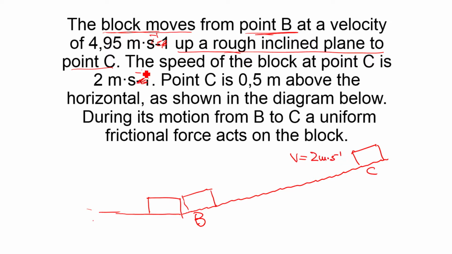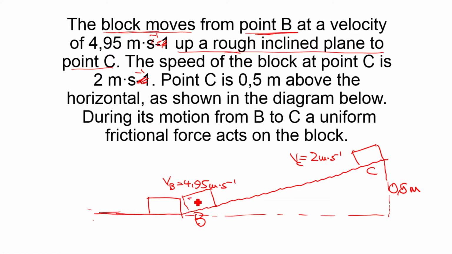And point C is 0.5 meters above the horizontal. Okay, and it was moving along the horizontal before. Its velocity as it gets onto the slope, at the very instant it gets on the slope, the velocity at B is equal to 4.95 meters per second. That's velocity at C. Okay, what else do we need to know?